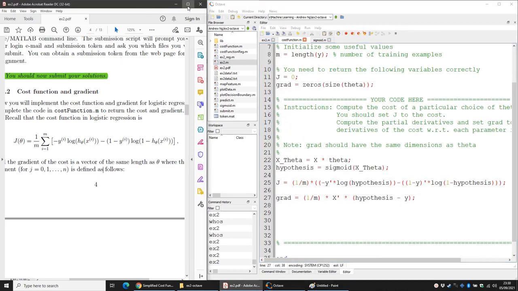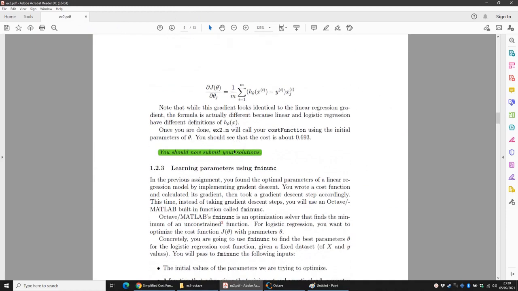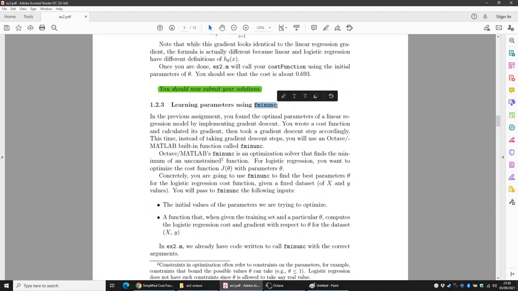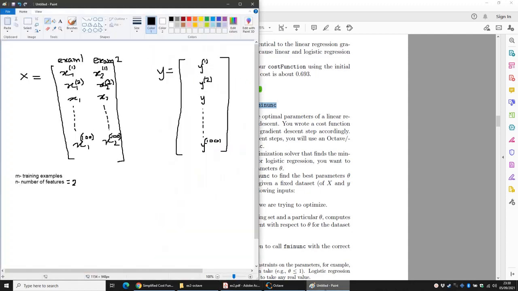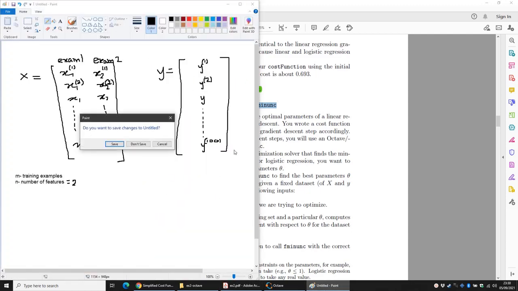You have done up till cost function and gradient. Now you should move on to learning parameters using fmin_unc, unconstrained. Oh yeah, this whole thing here. This was for another video.